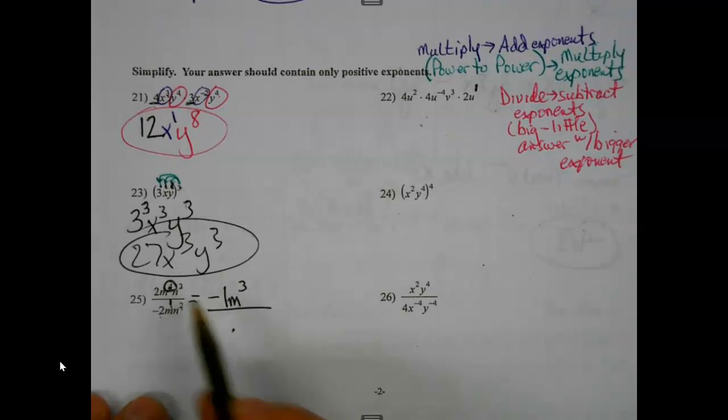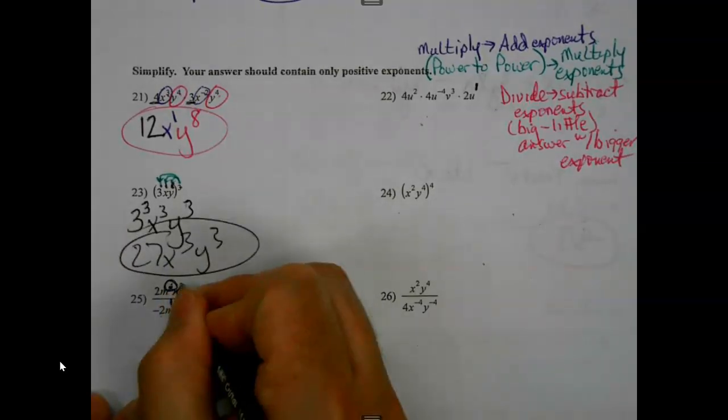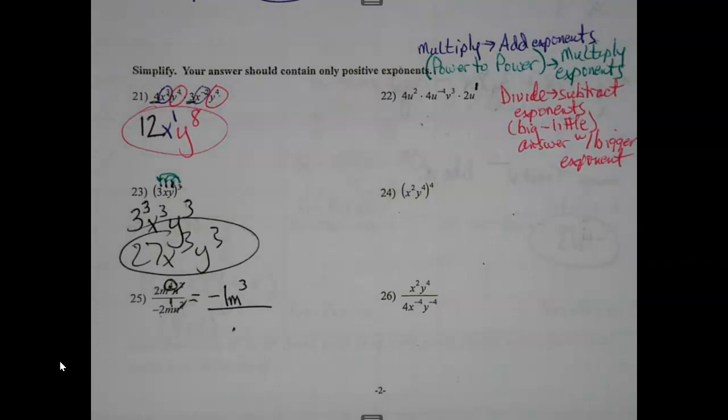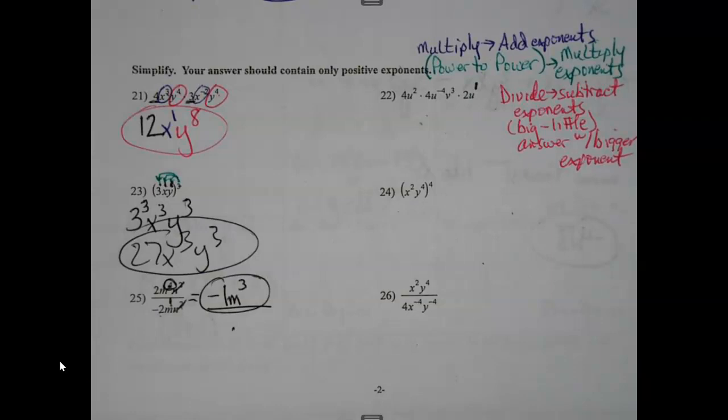What's 2 minus 2? This is not a trick question. 2 minus 2? 0. So the ends just wipe out. If you get a 0 power, that's just gone. So that's the answer. That's all I got left.